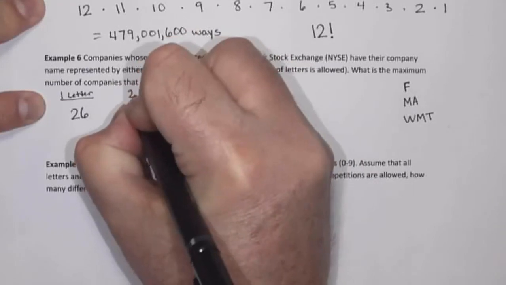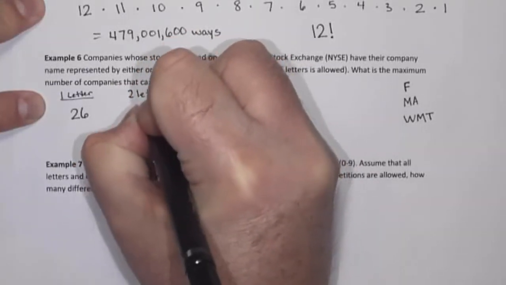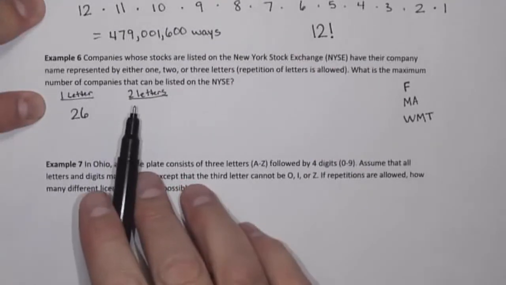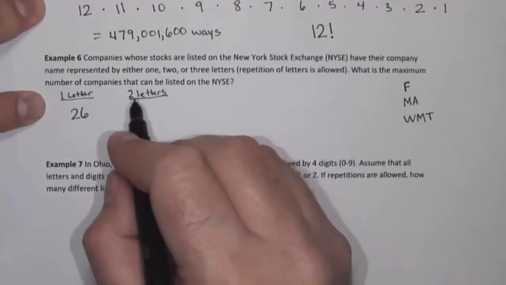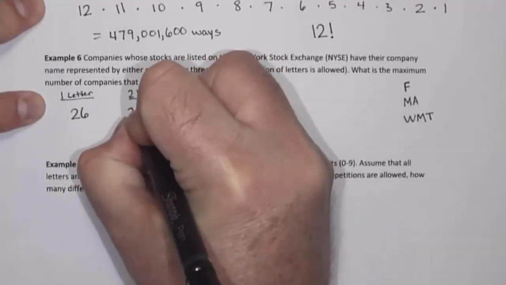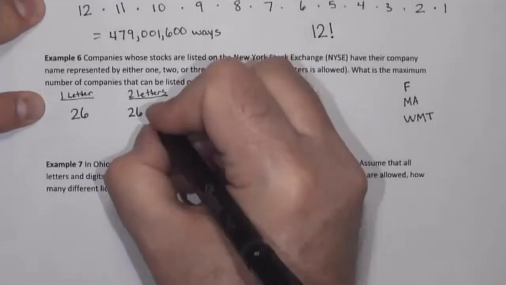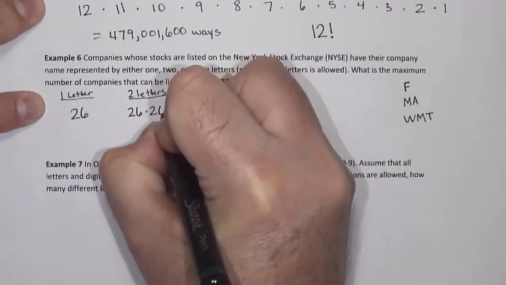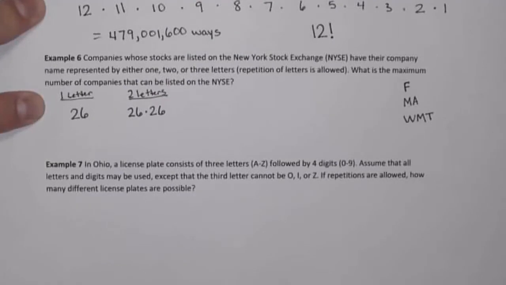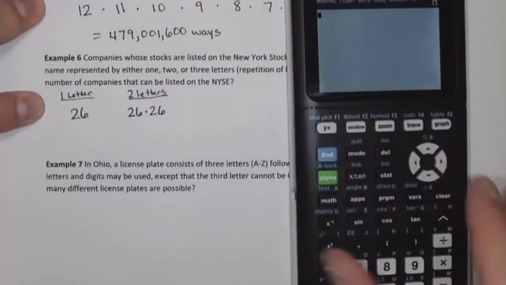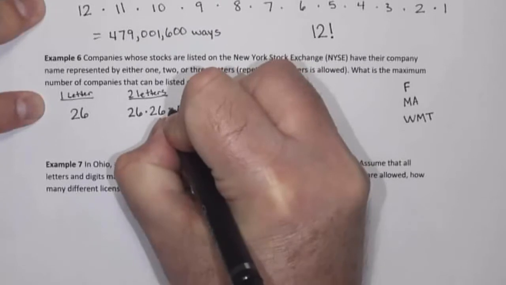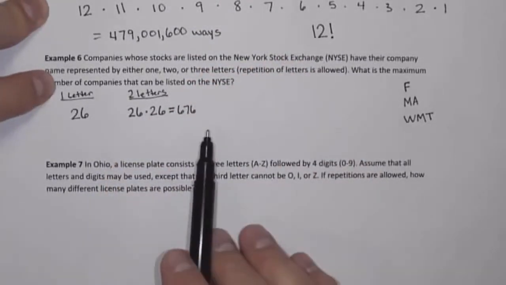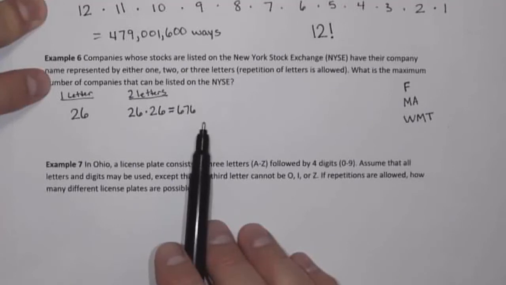But if we have 2 letters, well, that could be AA, AB, AC, AD, and so on through ZZ. So for 2 letters, well, there could be 26 different possibilities for the first letter, and there could be 26 different possibilities for the second letter. So if I take 26 times 26, that is 676. So there are 676 different 2-letter companies that could be represented on the New York Stock Exchange.